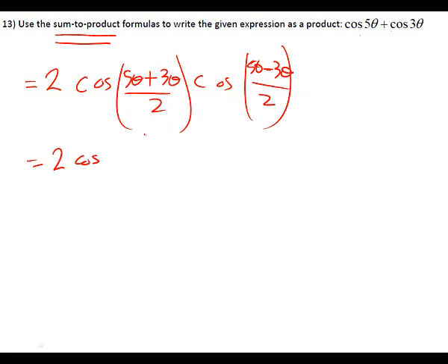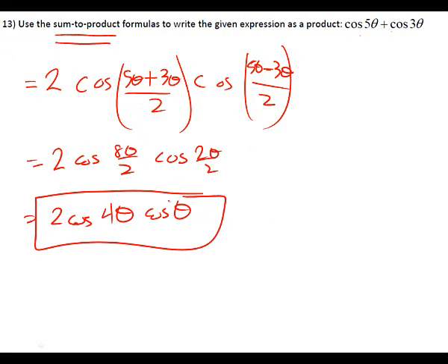So 2 cosine, what's 5 plus 3? 8. I think we did this one, and almost think this one was out of the notes. 5 minus 3. 2 theta over 2. So we've got 2 cosine of what? 4 theta cosine of theta. Alright. Only 3 problems left.